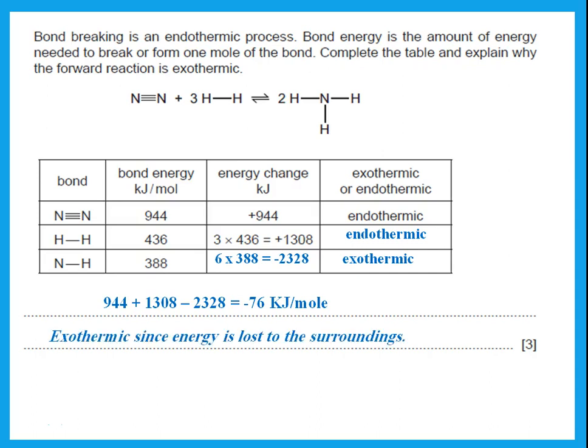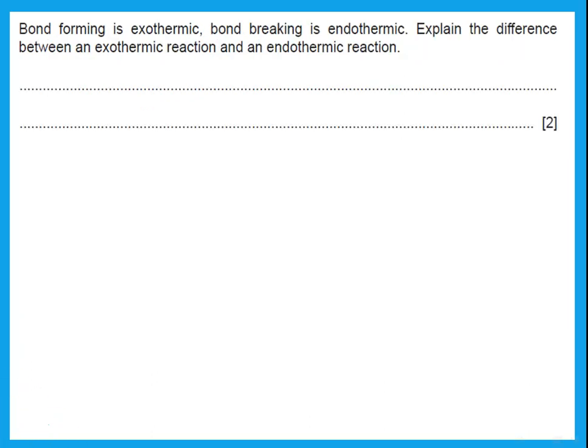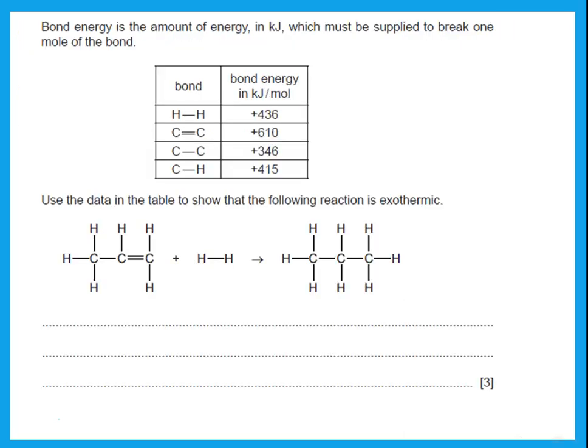That means the reaction is exothermic since energy is lost to the surroundings. Okay? Bond forming is exothermic, bond breaking is endothermic. Explain the difference between exothermic and endothermic reaction. So you should know the definition. Exothermic reaction gives out heat, endothermic reaction takes in heat.